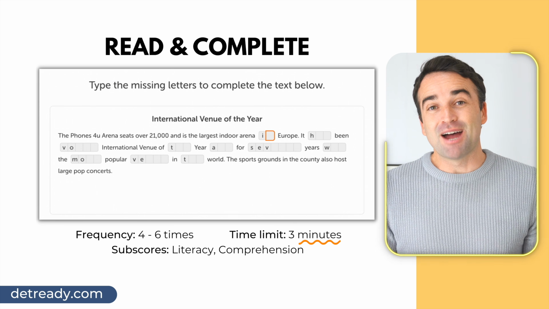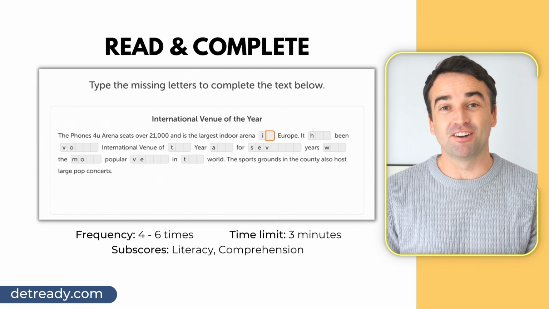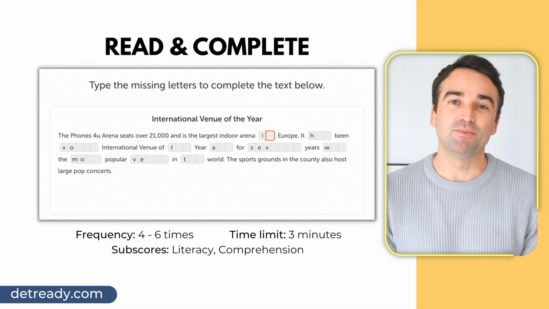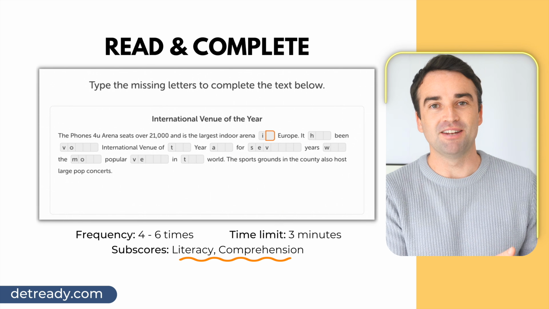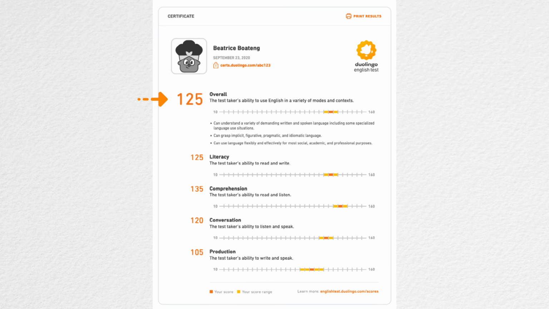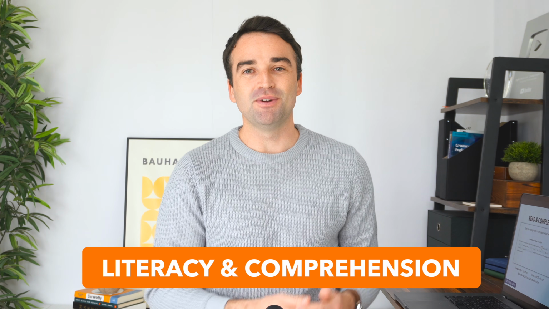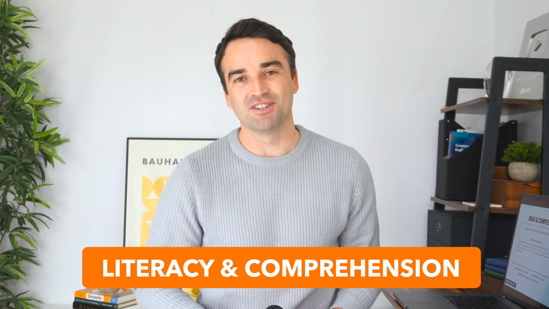3 minutes might sound like a long time, but it does go quite quickly, especially if you've got a difficult passage. And this question type contributes to your literacy and comprehension subscores, as well as, of course, your total overall score. Just in case you're not sure, the Duolingo English test gives you an overall total score and also a score for 4 subscores: literacy, comprehension, conversation, and production. And since this is a reading question, it contributes to your literacy and comprehension subscores.